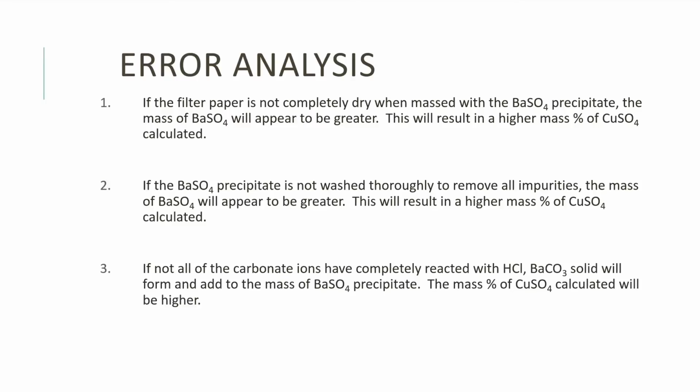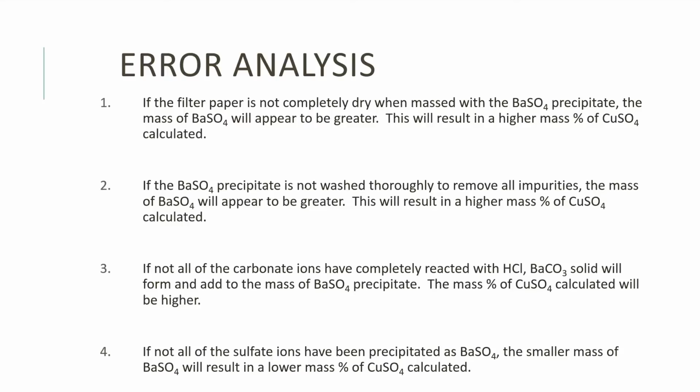3. If not all of the carbonate ions have reacted completely with the hydrochloric acid, barium carbonate solid will form and add to the mass of the barium sulfate precipitate. The mass percent of copper sulfate calculated will be higher. 4. If not all the sulfate ions have been precipitated as barium sulfate, the smaller mass of barium sulfate will result in a lower mass percent of copper sulfate calculated.